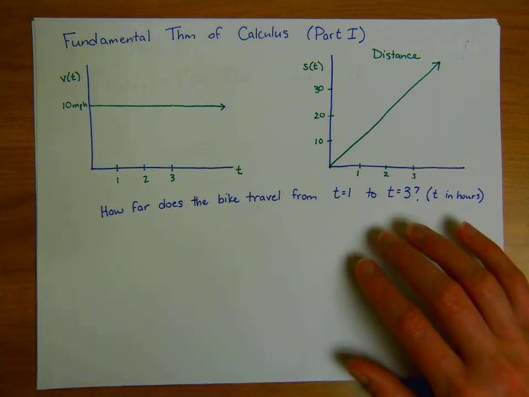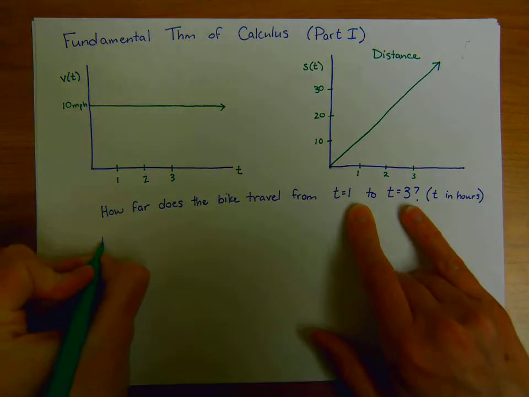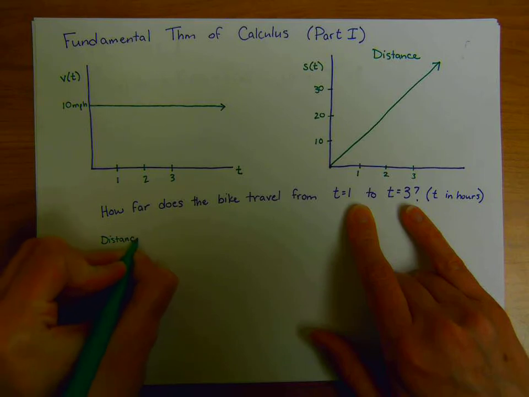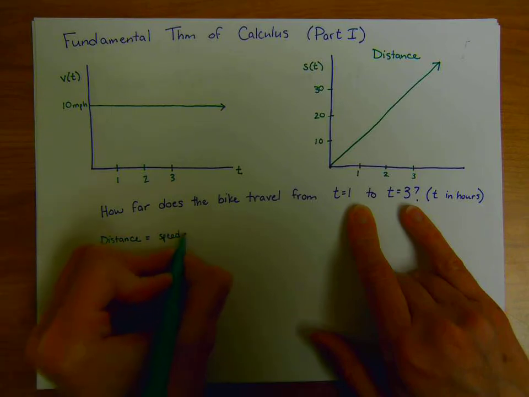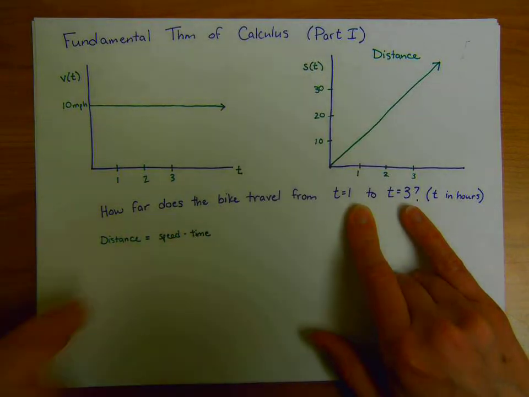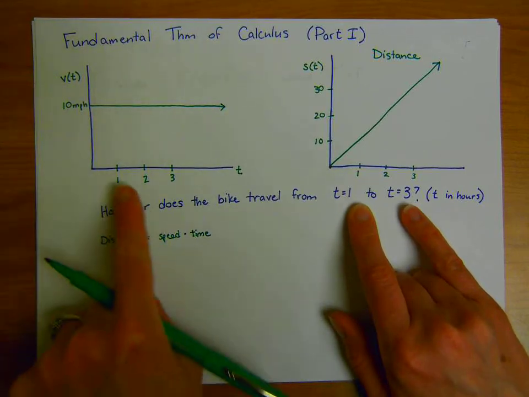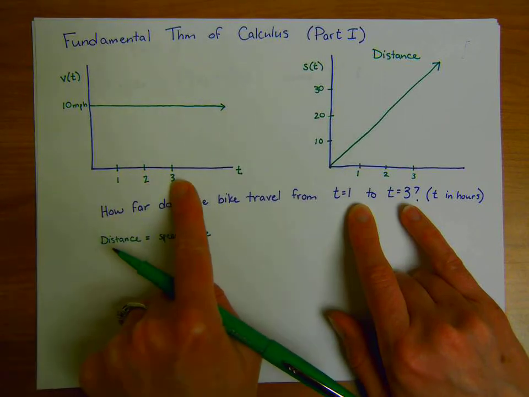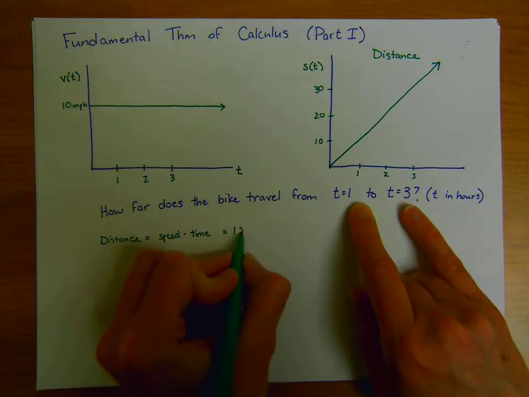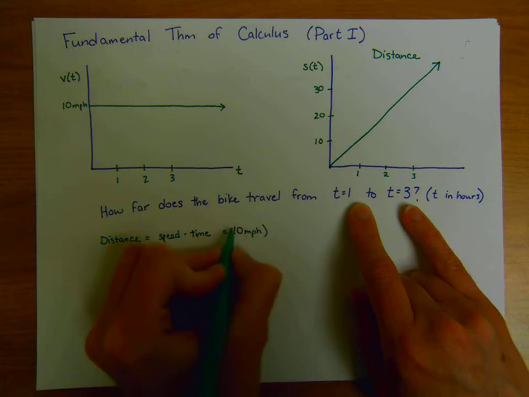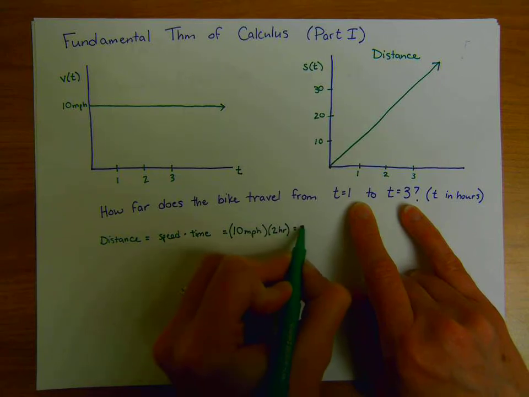So just looking at the velocity curve, if I wanted to know how far the bike traveled, I can use the fact that distance is just going to be the product of speed times time. And speed is just the magnitude of velocity, in this case 10 miles per hour. And I know that I'm traveling from t equals 1 to t equals 3. So without doing any calculus, I could say that the distance traveled is going to be 10 miles per hour times a total of 2 hours, which ends up being 20.